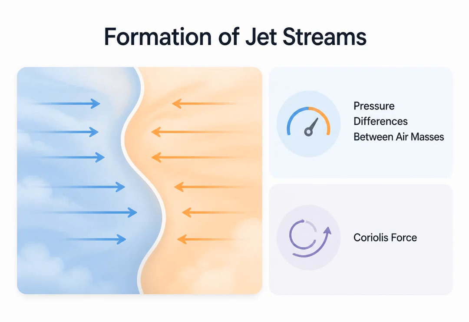How do these powerful winds form? The primary drivers are pressure differences between large bodies of air, known as air masses, combined with the rotation of the Earth. When air masses with different temperatures and moisture levels meet, they create a pressure gradient. As air moves to balance this pressure, the Earth's rotation applies the Coriolis force, steering the winds into concentrated streams.